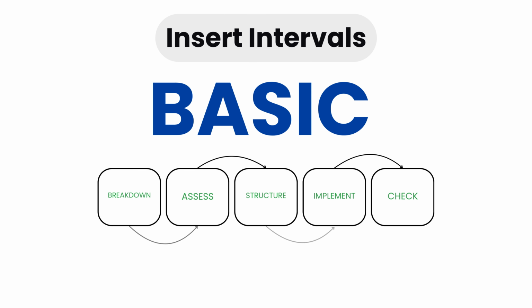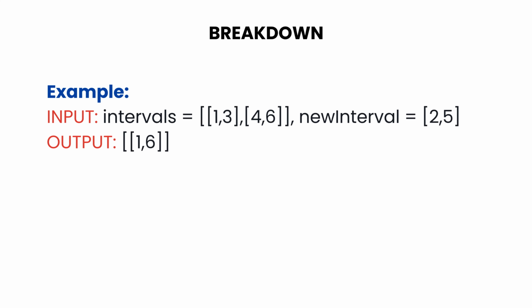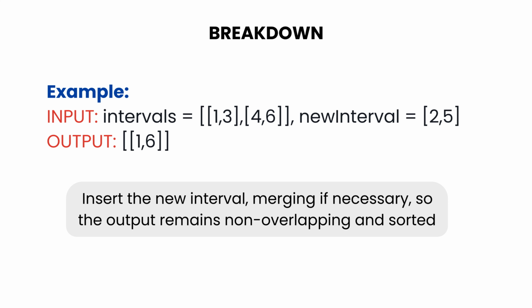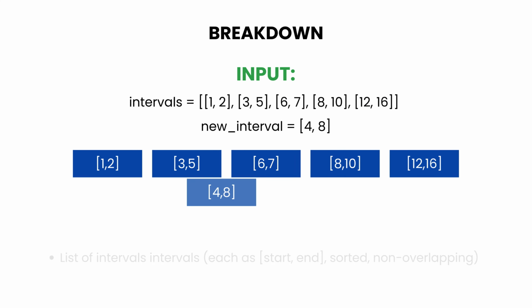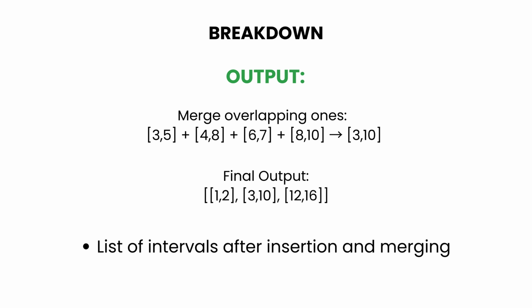Let's solve Insert Interval using the basic approach, so you can handle any interval insertion or merging scenario step by step. You're given a list of non-overlapping intervals sorted by start time and a new interval. Insert the new interval, merging if necessary, so the output remains non-overlapping and sorted. Input: a list of intervals, each as [start, end], sorted and non-overlapping, and a new interval [start, end]. Output: the list of intervals after insertion and merging.